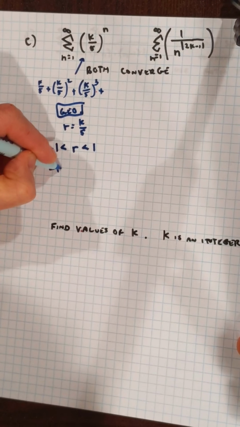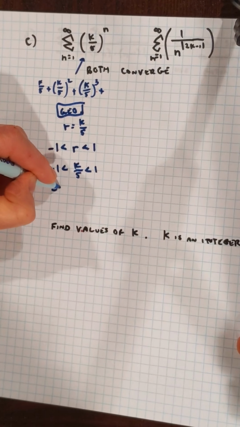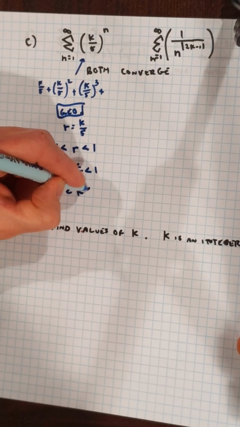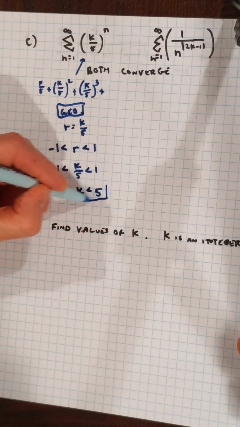So that means this k over 5 has to be between negative 1 and 1, which means k has to be between negative 5 and 5. So I have this established.